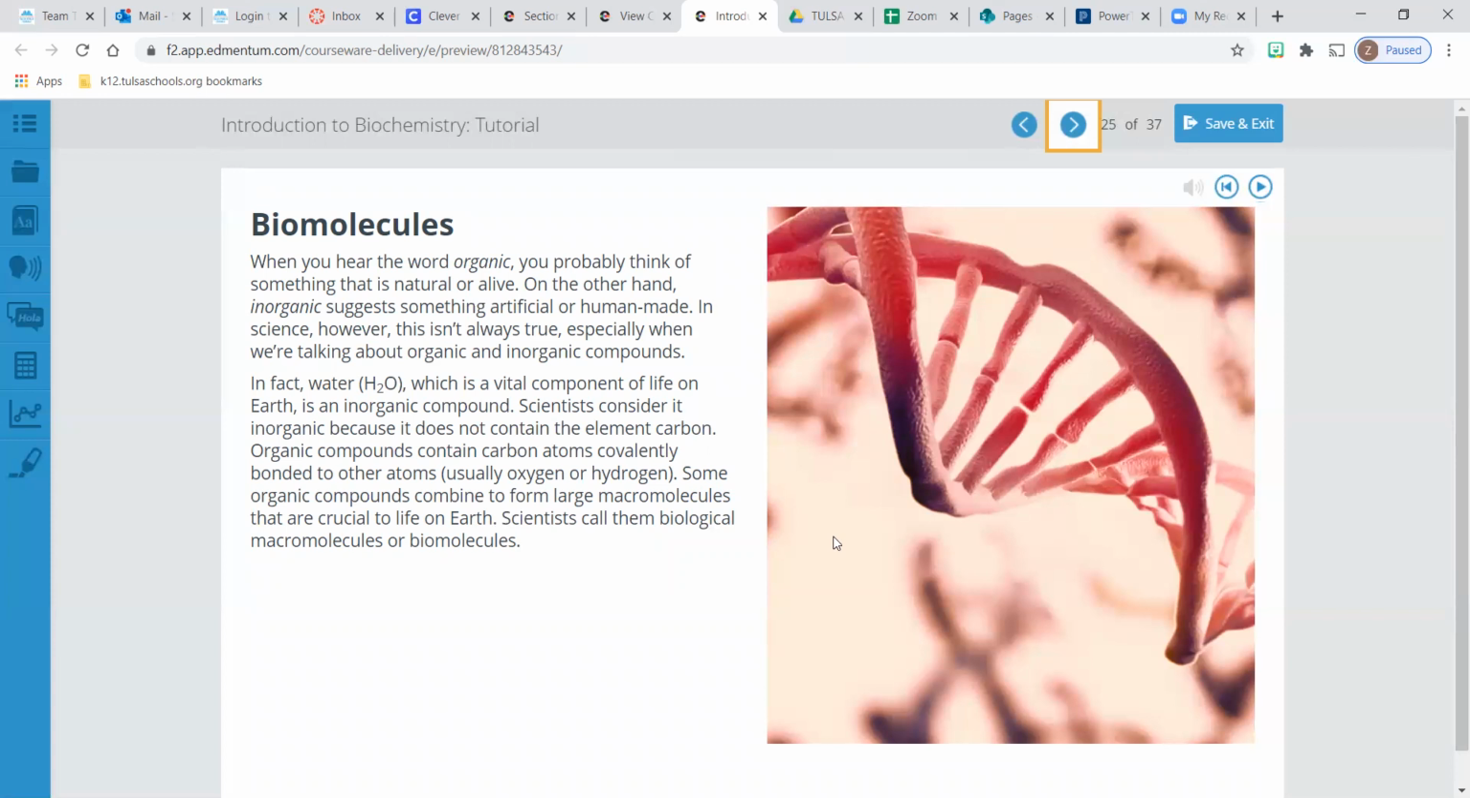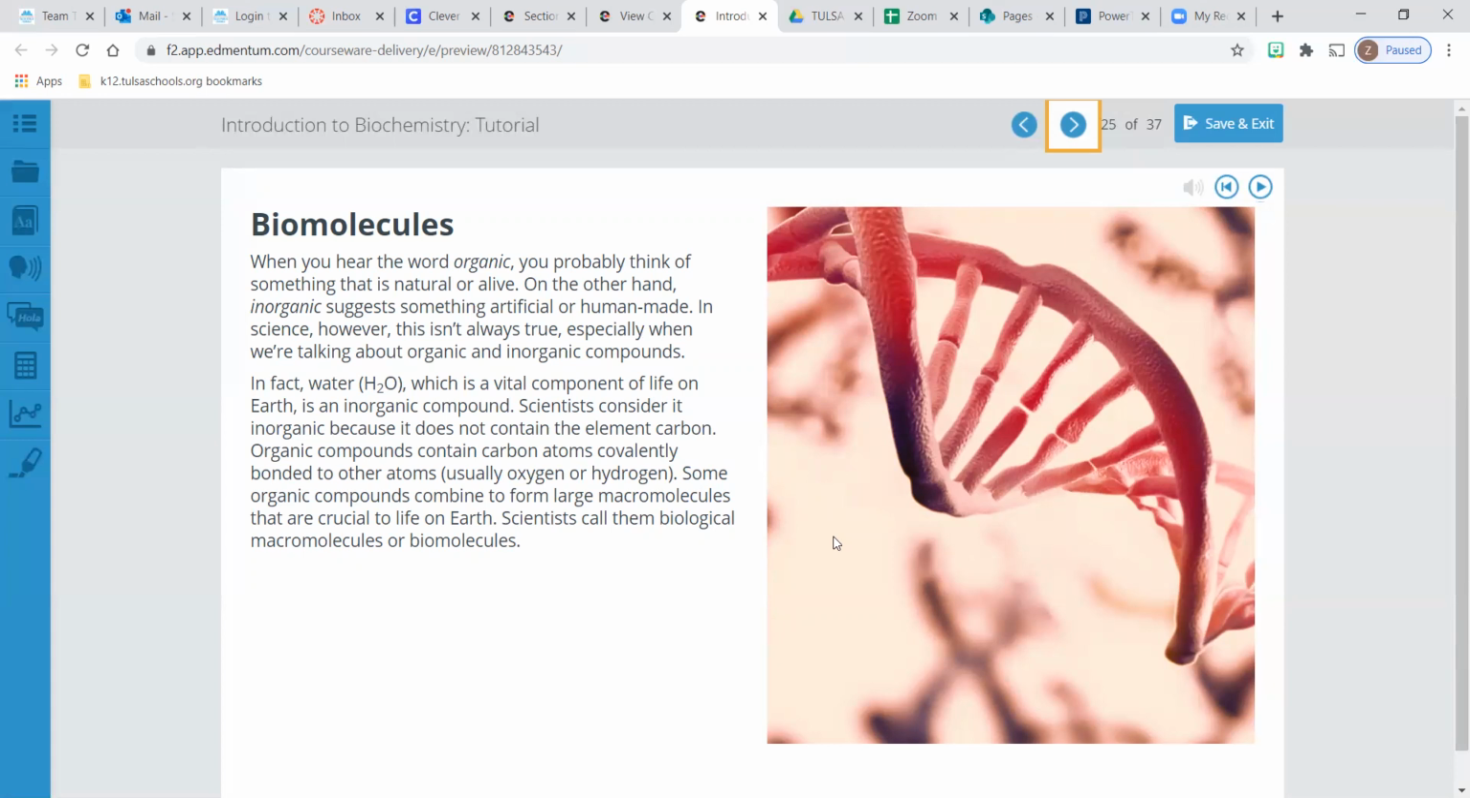Water is incredibly useful and vital for life on Earth, but it itself is not alive. It is inorganic. It is one of the most important inorganic compounds for us. It's inorganic because it does not contain carbon. Organic compounds contain carbon atoms covalently bonded to other atoms, usually in the form of oxygen or hydrogen.